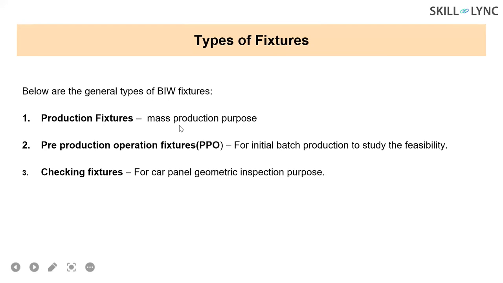So I'll be holding a component. I'm going to do 1,000 spot welds at the same time for a particular component. And it will be repeatable for n number of components. It can be 10,000 or it can be a lakh. So pre-production fixtures are the initial stage of batch production, or we can just call it a prototype model.